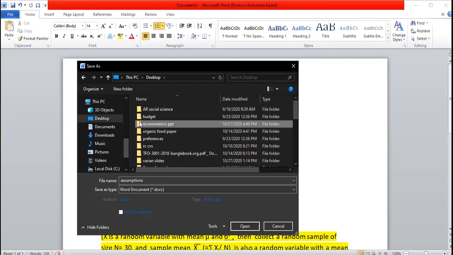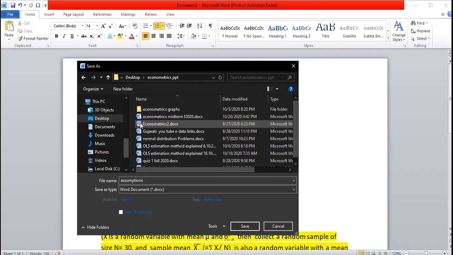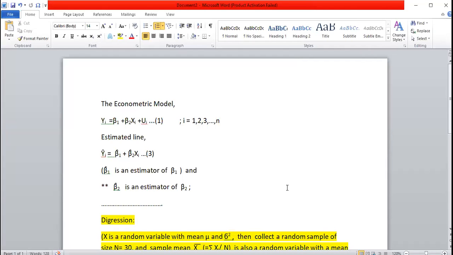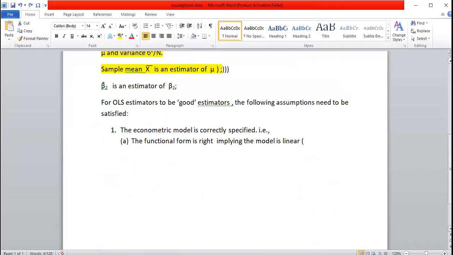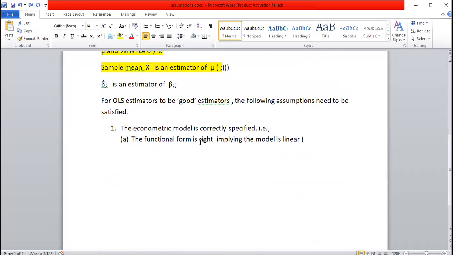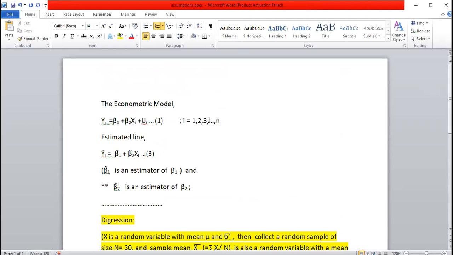Upward or downward sloping doesn't matter. I'm asking a simple question. Is it a linear equation here or not? Yes, professor, it is linear. It's linear, okay? So then what does it mean? The functional form is right, implying the model is linear. It is actually saying whether the model you are writing is a linear model. You are assuming a linear model, and this is correct.